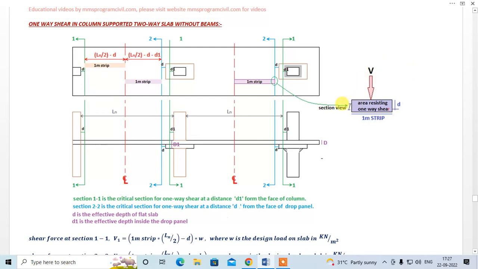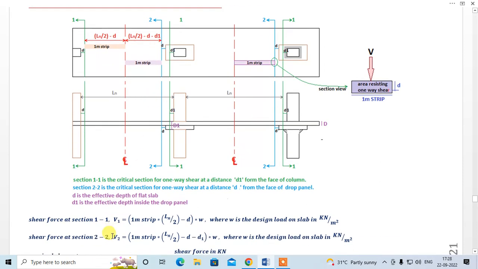This is V, and this is a section which will resist the shear, right? So the area of this section is this is 1 meter, so this is 1 meter, and effective depth d. So this is the area which will resist your V, right, over here. Similarly, this is for V2. The shear force over here is V2. So simple, length into 1 meter into w, that is your V2.